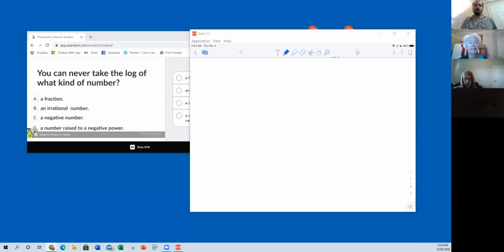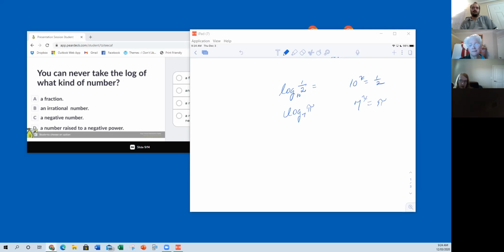If you take the log of a fraction, let's say just 1/2, that is like saying 10 to some power equals 1/2, or whatever your base is, and that's fine. And you can take the log of an irrational number like pi. That would be just like saying 7 to some value is equal to pi.